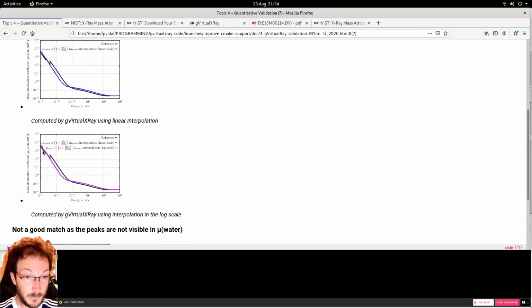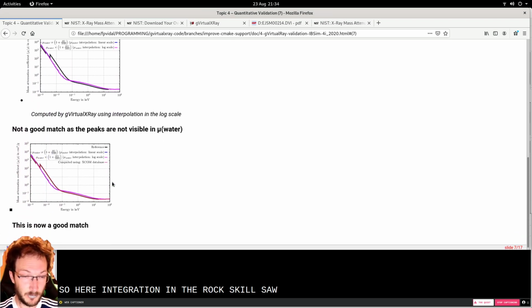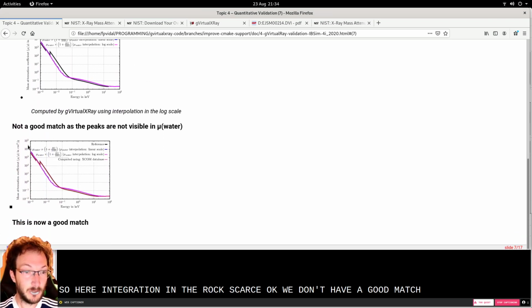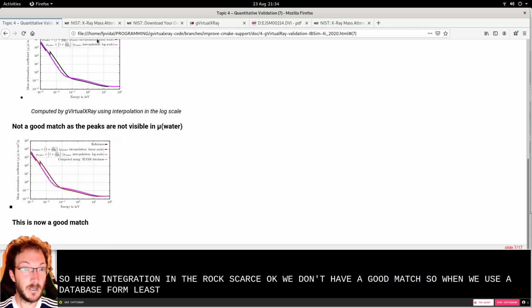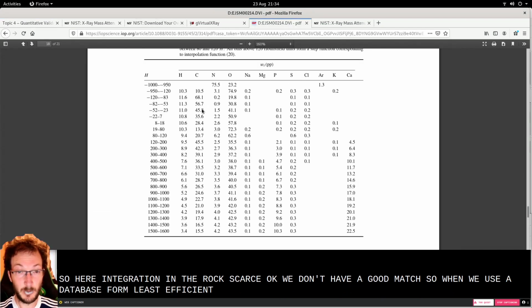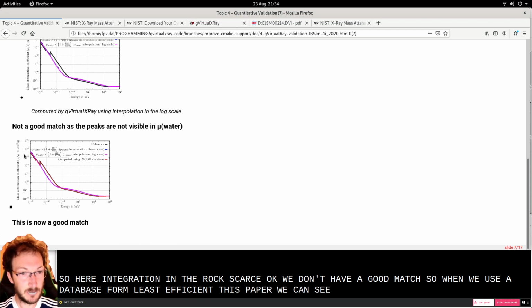And when we use that, well, okay, so here interpolation is the log scale, so okay, we don't have the good match. So now when we use the database from literature and the coefficients from this paper, we can see that we are now having a good match, the red curve.